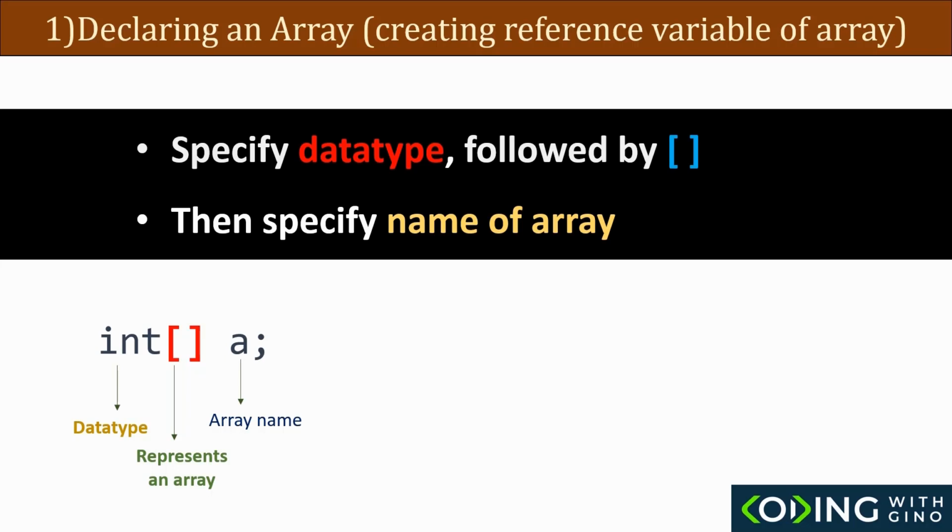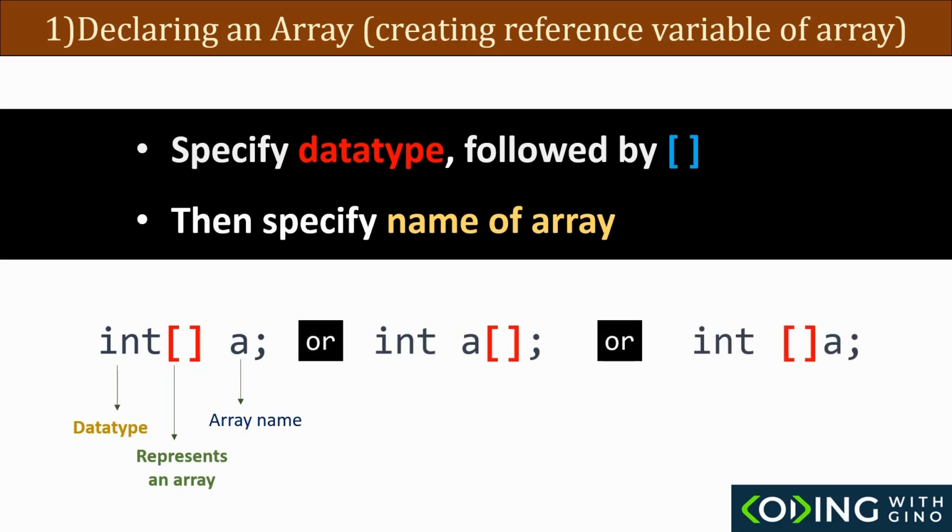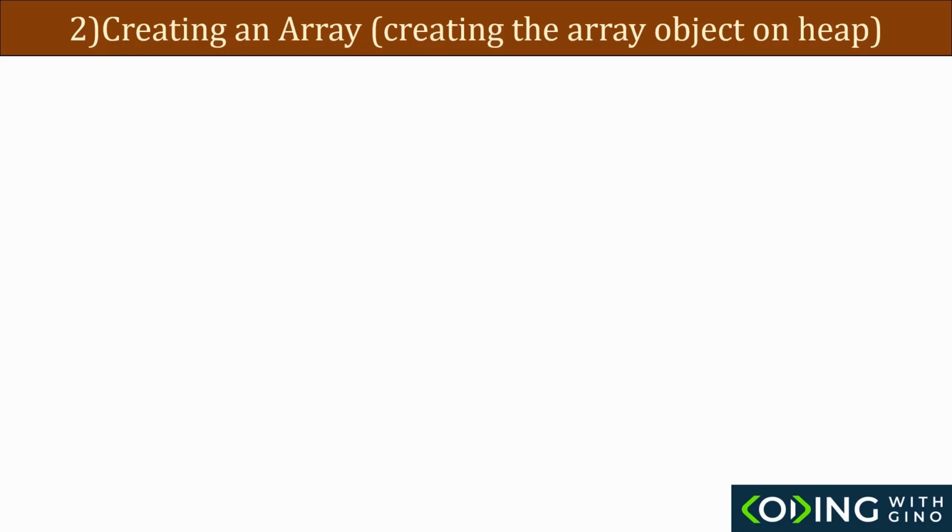There are 2 other styles of declaring an array that you should know from an exam perspective. Square brackets can be put either before or after the array's name. We can use any of these 3 styles for declaring an array. Please note that merely declaring an array does not actually create an array. So, after declaring an array, the next step is to create the actual array object.